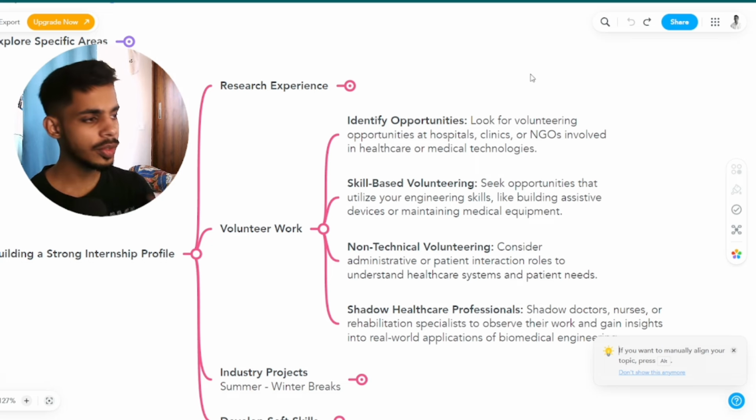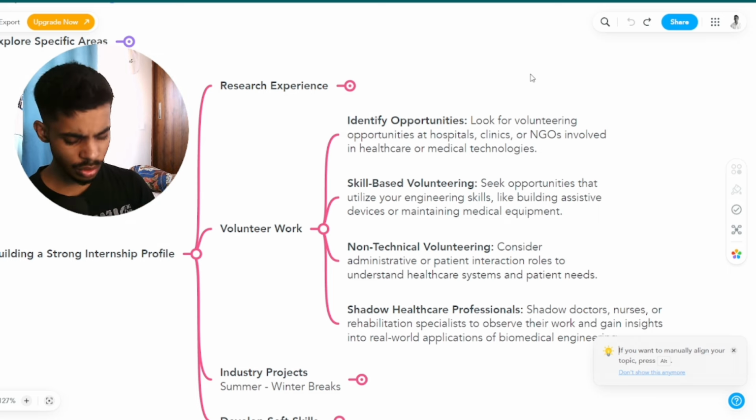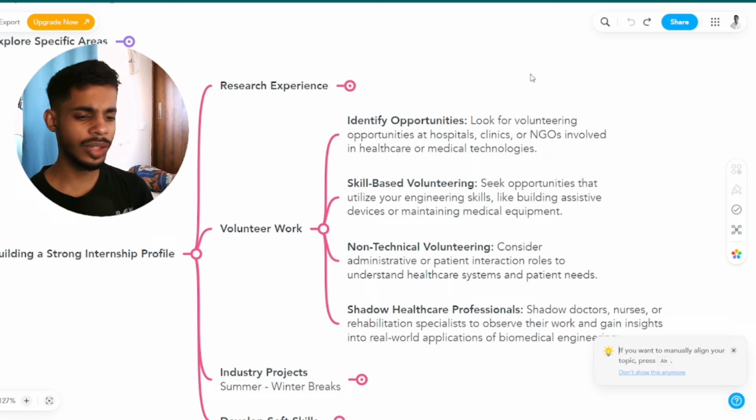So for that, you have to look for NGOs, hospitals, clinics, right? So go through NGOs, hospitals, clinics, and the medical startups that are coming up, reach out to them and just tell them, I have the skills and I want to work for you for maybe a couple of months as an intern and things like that.